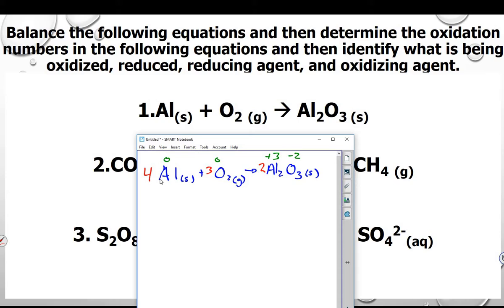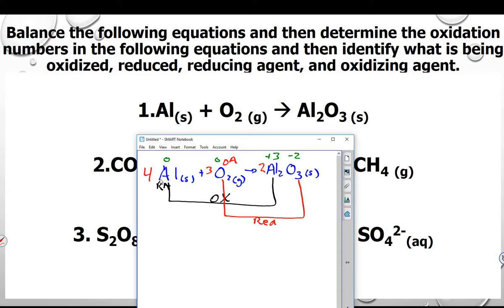So then we went back and we do the charges. And I connect side to side what's changing. So aluminum changed to be more positive. What was that? Oxidized or reduced? Oxidized. Okay, it became more positive. So this is my RA, my reducing agent. The other one, oxygen, went from a 0 to a -2. So it was reduced, and it is my oxidizing agent. So you should be able to do that on any equation. So go to the next one.